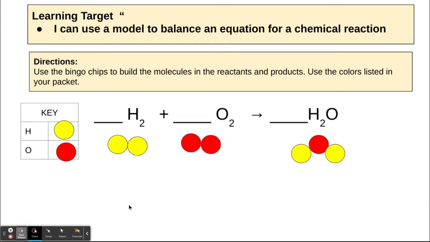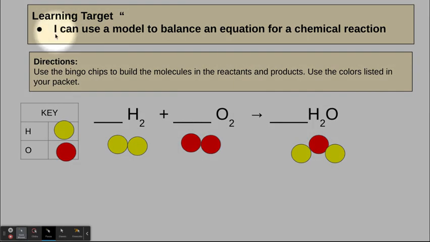Hello, this is Miss Sabatello, here to show you how to use a model to balance an equation for a chemical reaction. Here are the directions for today for this activity. You're going to be using bingo chips to build molecules in the reactants and products. You're going to use the colors listed in your packet. I demonstrated this on the first day of the lesson.